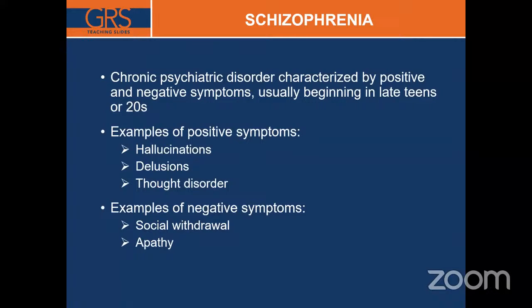So what is schizophrenia? It's a chronic psychiatric disorder characterized by positive and negative symptoms, usually beginning in late teens or 20s. And by positive and negative, it does not mean good or bad. Instead, positive means an addition of something, and negative means an absence of something. So positive symptoms of schizophrenia refer to an addition or excess in atypical behavior or emotion. And negative symptoms refer to absence of typical behavior or emotion. Examples of positive symptoms are hallucinations, delusions, and thought disorders. And examples of negative symptoms are social withdrawal and apathy.